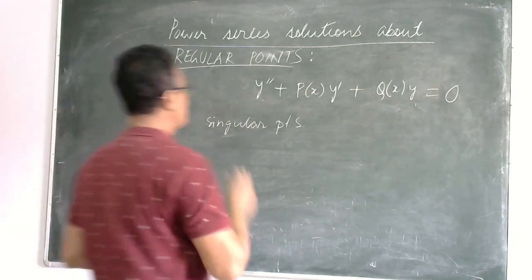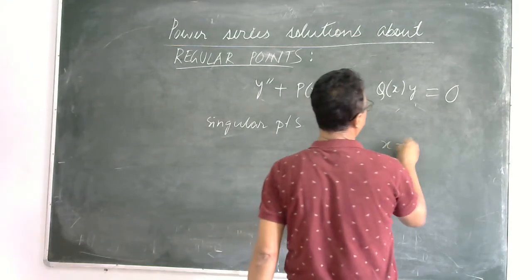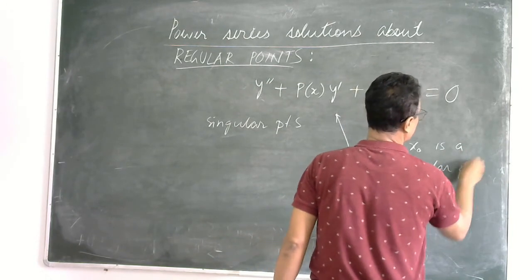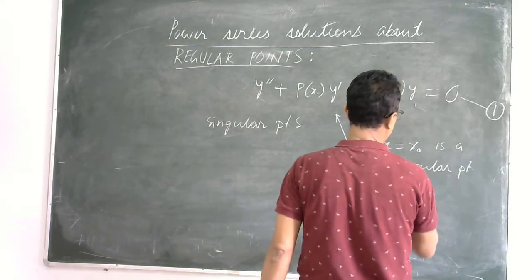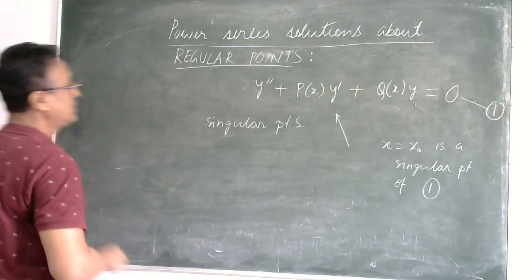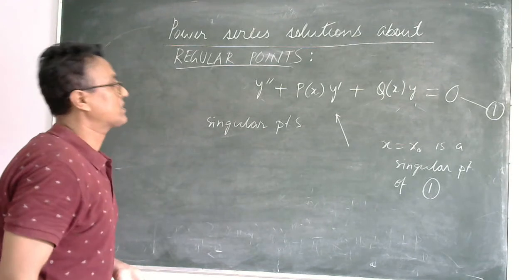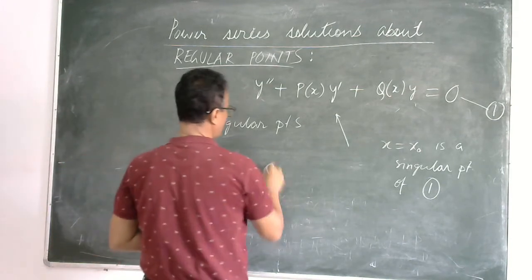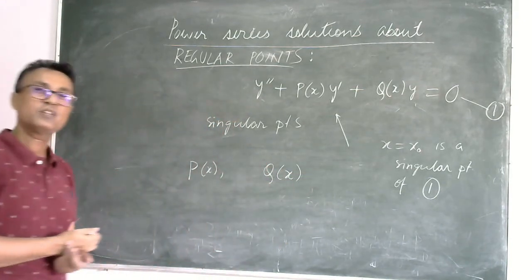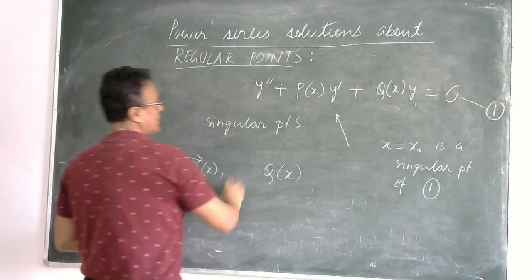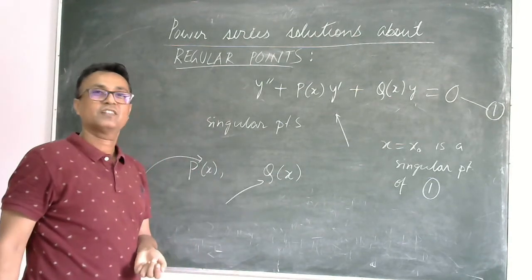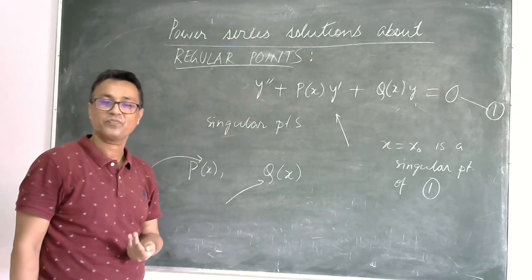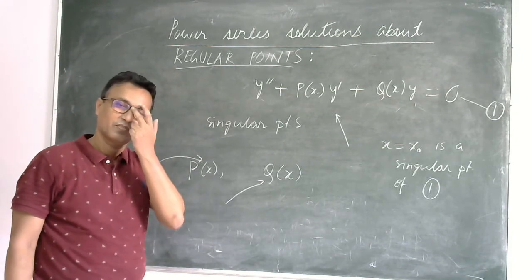Okay. Firstly, let us suppose that x equal to x naught is a singular point of 1. So, if x equal to x naught is a singular point of 1, then what happens? This px and qx cannot be expressed as convergent power series about the point x equal to x naught. Is it okay? Fine? Is it okay? Yes, sir.